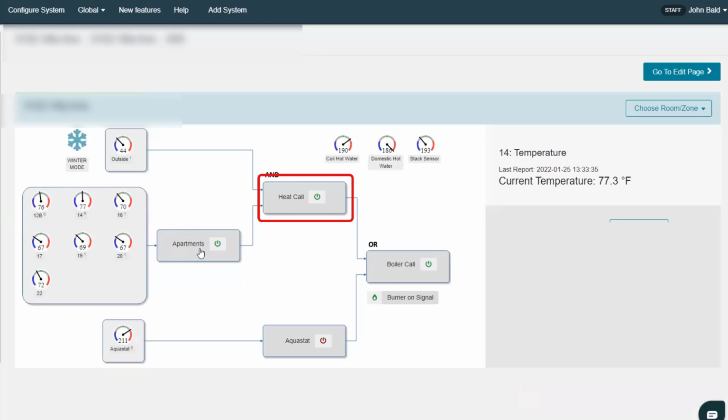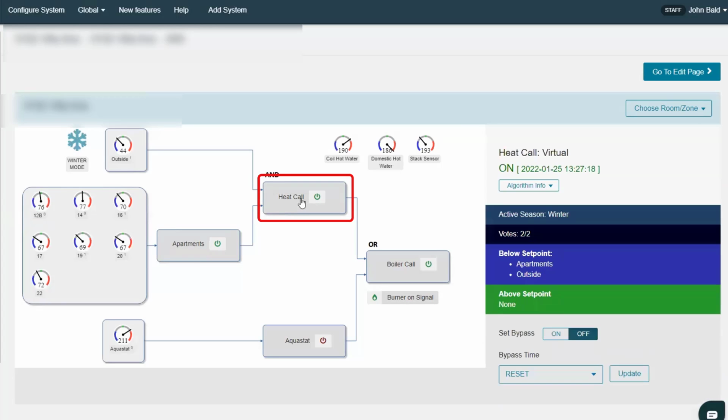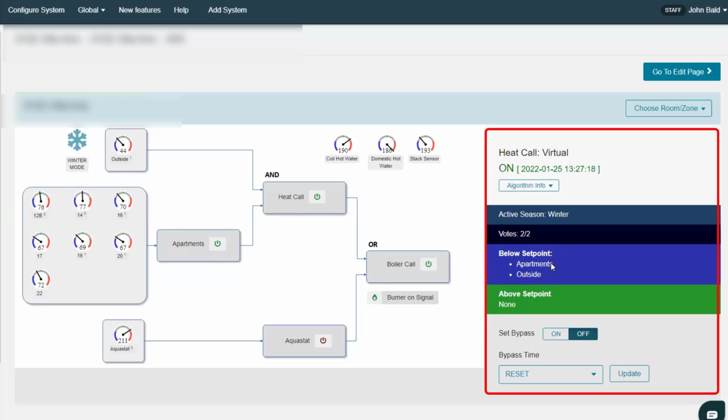So moving on from the apartments to the heat call. The heat call basically asks the apartments, are you cold? Do you want heat? The apartments are green, so yes, I want heat. That's a check. Apartments are up there. Then it says, okay, apartments are cold.